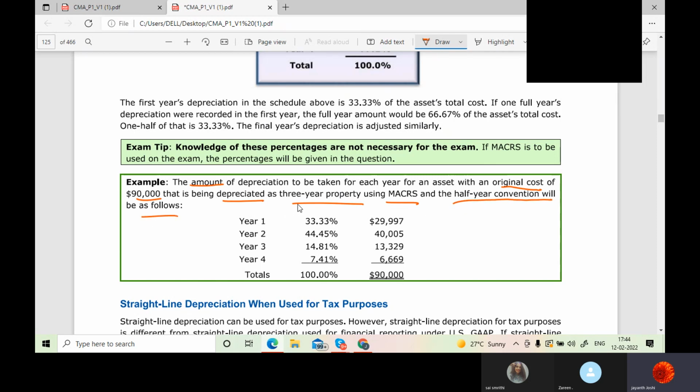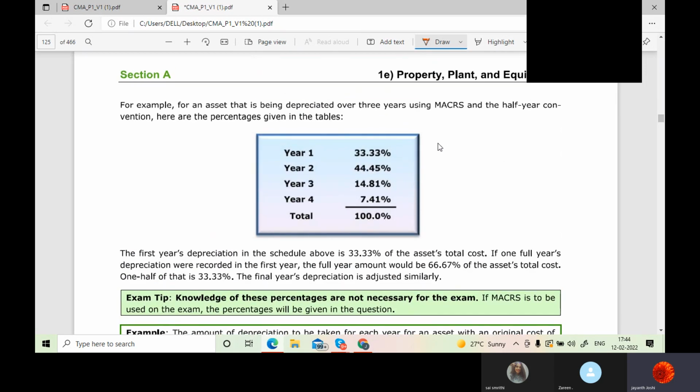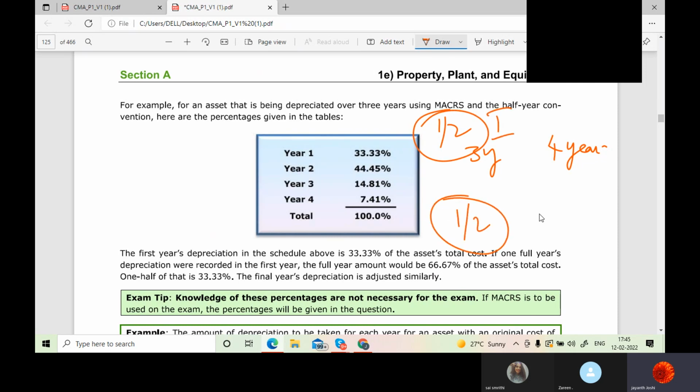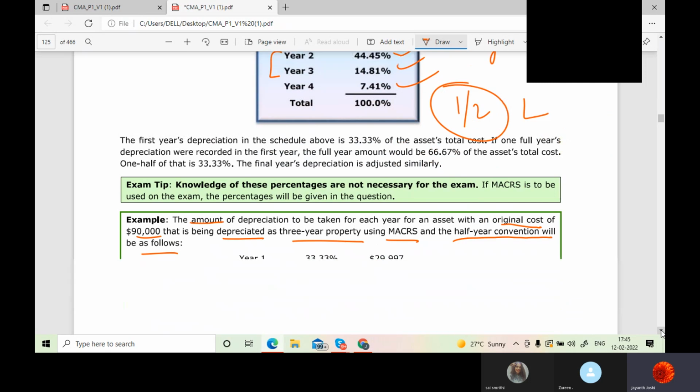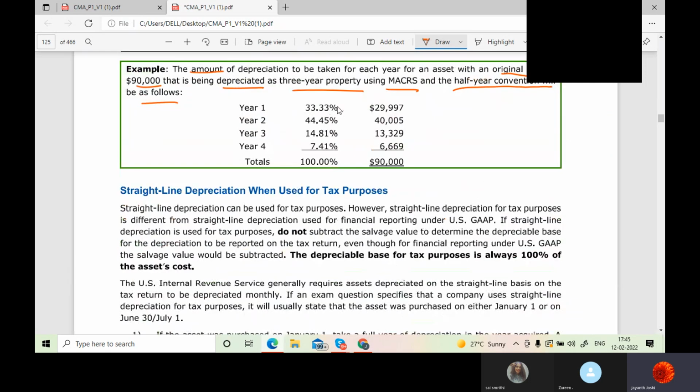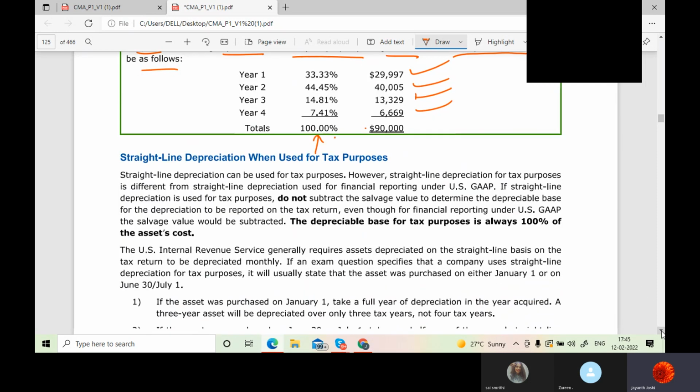So the rates are already given to you by the IRS, the Internal Revenue Service of United States. So they say whenever it's a 3 years asset, you have to depreciate it for 4 years. Correct? Half in the first year, half in the last year, and then in between 2 years fully. So these are the percentages you need to apply and you need to depreciate the asset. So they have done the same thing. They have applied the percentage to 90,000. The amounts are in front of you and they depreciated it 100%.